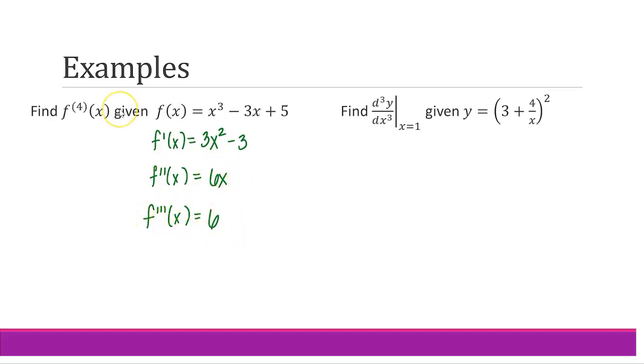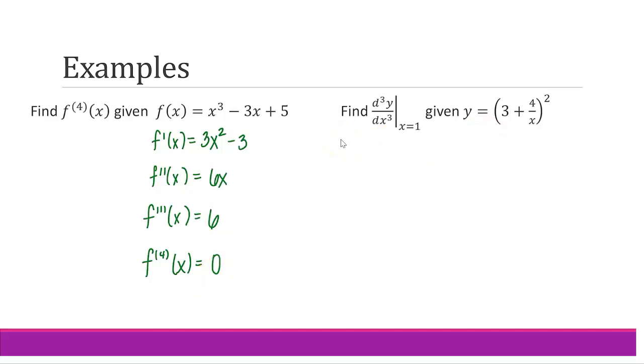And then the fourth derivative, which we're going to write with that little 4 up in the exponent, is just 0. Because now 6 is a constant. So the derivative of a constant, like the slope of a constant, is 0. So my fourth derivative ended up being 0.